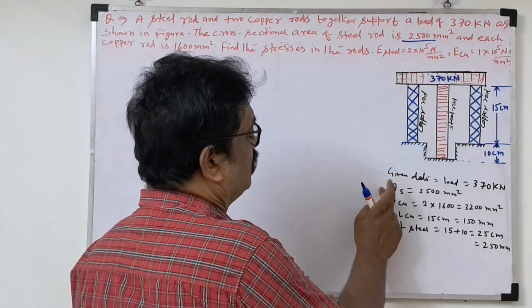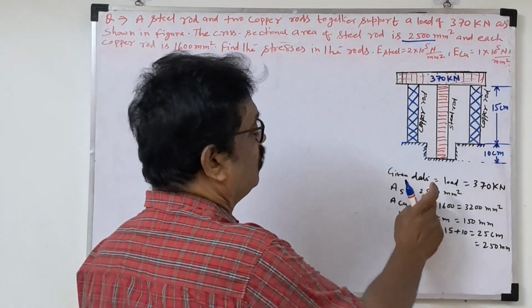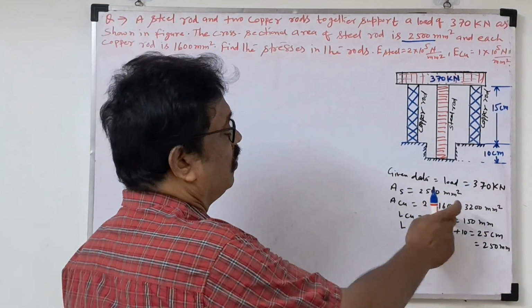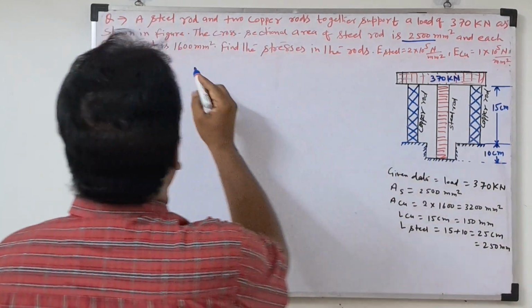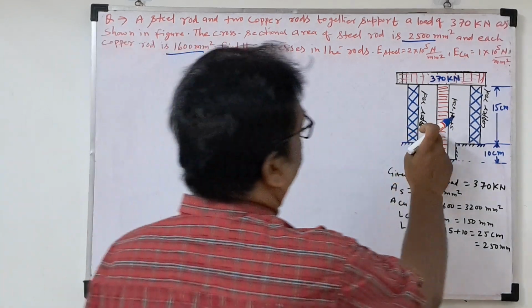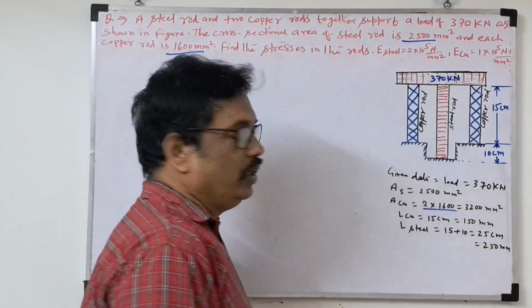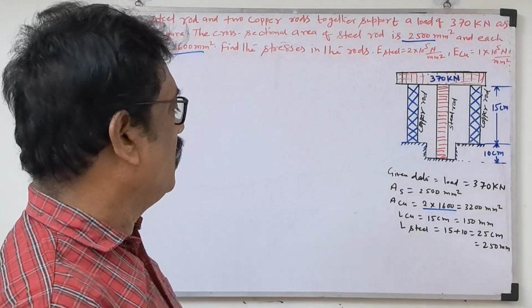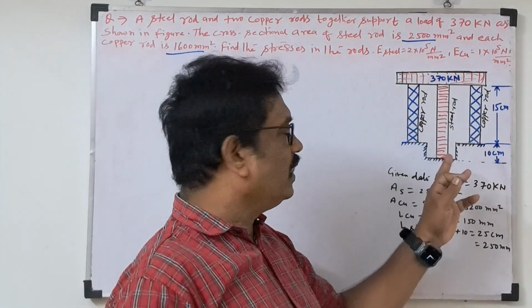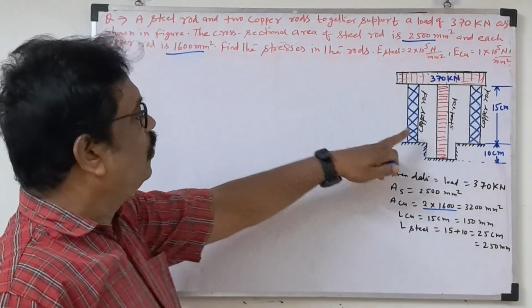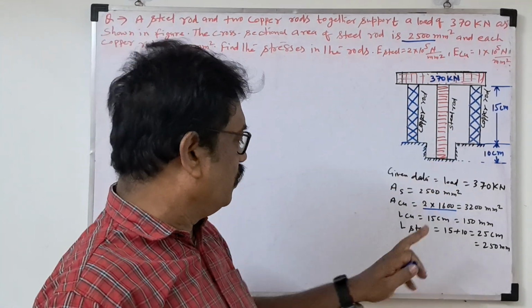The area of the cross-section of steel, symbol AS, is 2500 mm². Similarly, the area of copper is given as 1600. But here two copper bars are there, so we multiply 2 into 1600. You have to be careful: sometimes when two bars are there, you take the area for both. So here, two copper bars, I took the area two times.